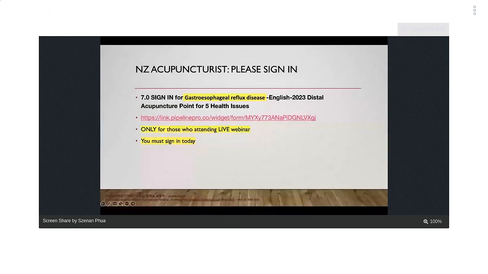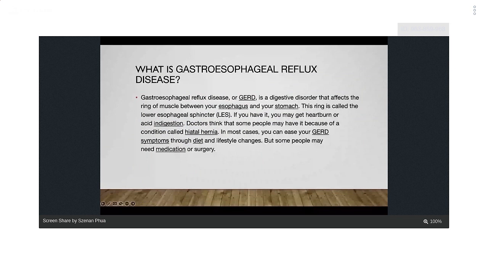Gastroesophageal. What is gastroesophageal reflux disease? It is short for GERD. R means reflux, D means disease, and gastroesophageal. I normally just tell patients acid reflux. That's it.